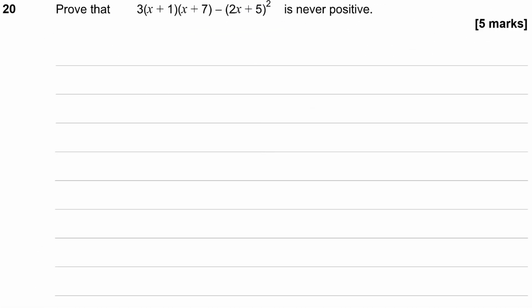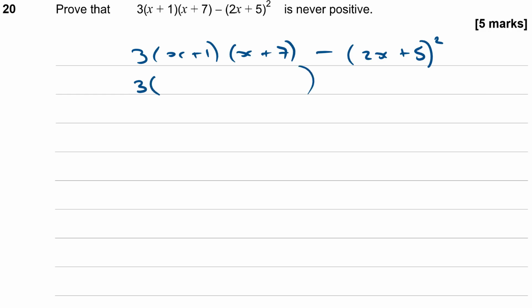Question 20. Prove that 3 lots of (x plus 1)(x plus 7) minus (2x plus 5) all squared is never positive. Okay, it's quite difficult to see why that might be the case in its present form, but perhaps if we multiply it out, it'd be a bit clearer. So let's take the expression and do some maths on it to make it a little bit clearer what's going on.